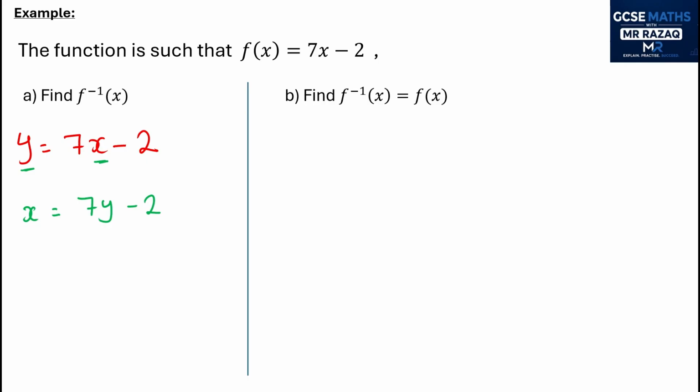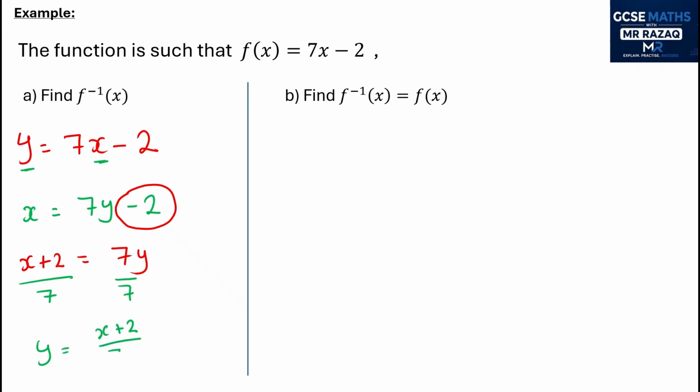How do I do that? I'll take this minus 2 to the other side, and that becomes plus 2. So you will have 7y equals x plus 2. And then divide both sides by 7. So you have y is equal to x plus 2 over 7. And that's it. That's my answer. So my answer is f inverse of x is equal to x plus 2 over 7.